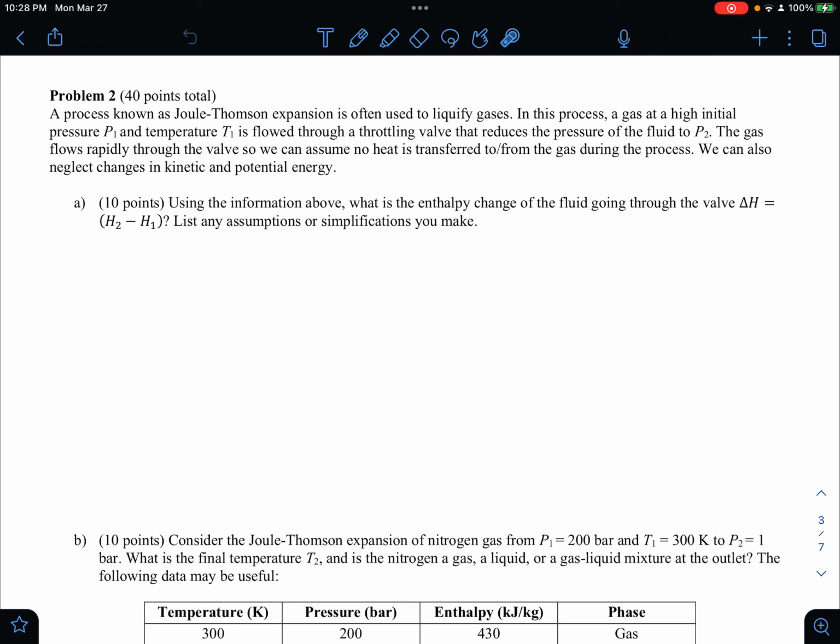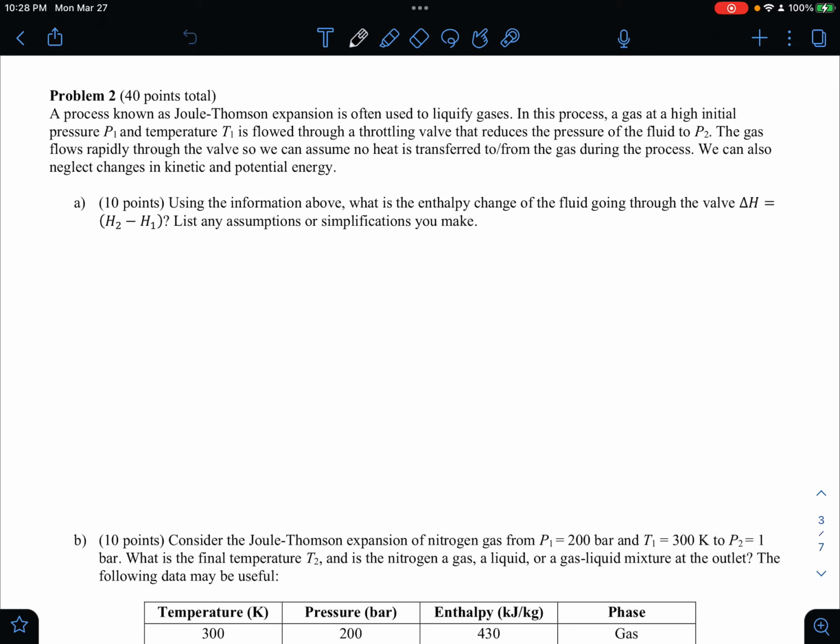And so we have gas at a high initial pressure, P1, and temperature T1, and it's flowed through a throttling valve that reduces the pressure to P2. The gas flows rapidly through the valve, so we can assume that no heat is transferred to or from the gas. During the process, we can also neglect any changes in kinetic or potential energy. Assuming the information above, what is the enthalpy change of the fluid going through the valve, delta H?